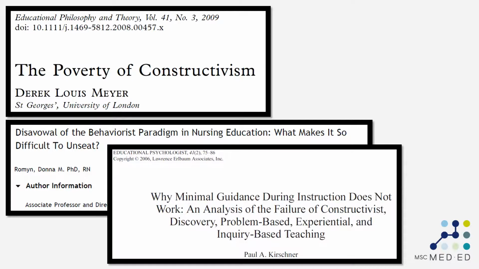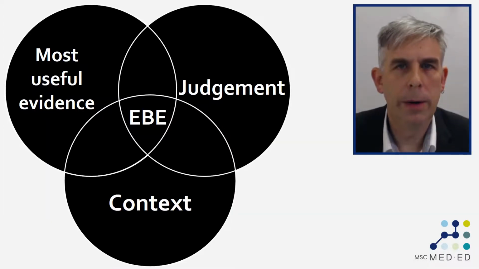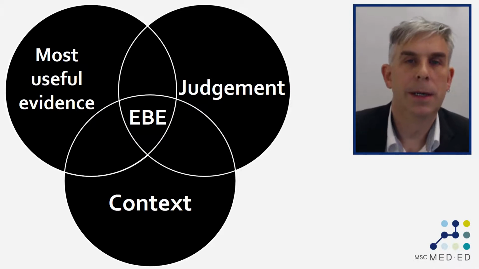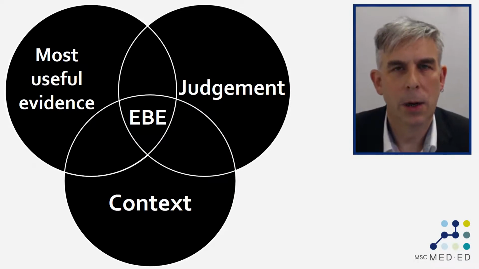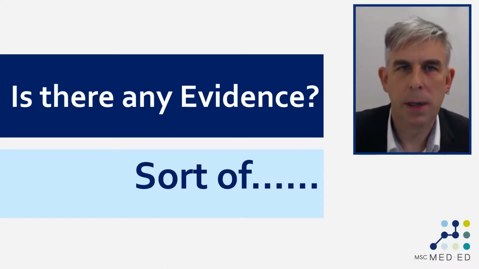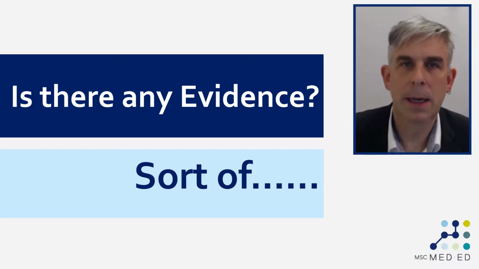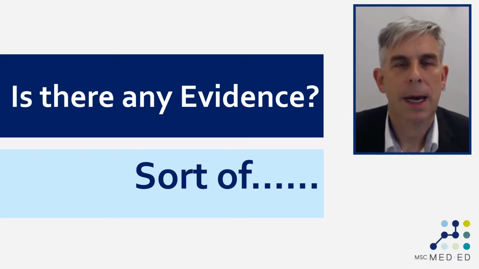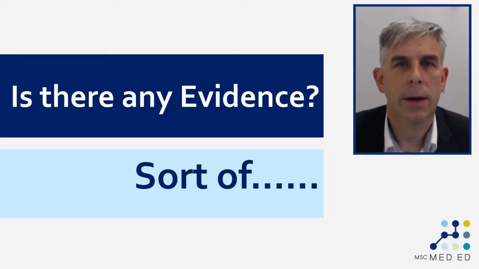Now for our purposes, how important is all this controversy? If we go back to our model, we consider evidence-based education to happen at the intersection between useful evidence, our judgment about it, and the context in which we're applying it. So is there any evidence to support the use of various learning theories? The answer to that is somewhat complicated. For some theories there is empirical data, for others there isn't, and for some of them there's a deliberate attempt to say that generating empirical data does not fit with such a learning theory.